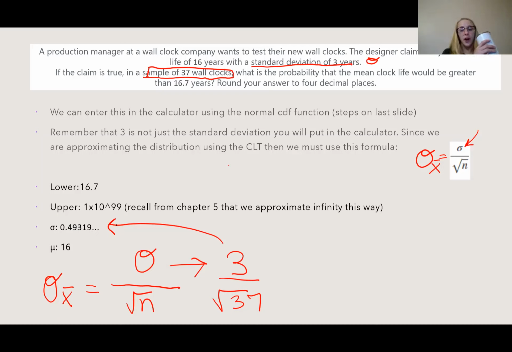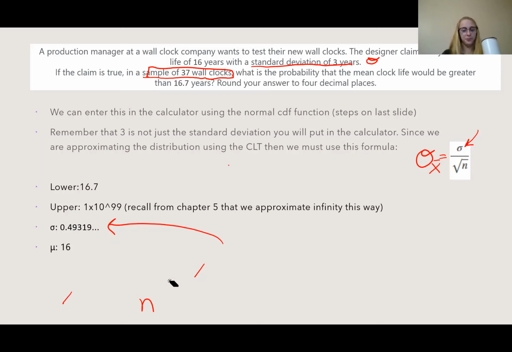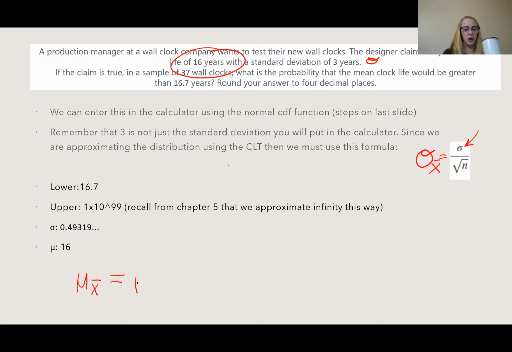All right, so the final thing that we have to enter is our mean. In this case, our mean is 16 because that's told to us directly in the problem, right here: the mean is 16 years. And remember, the mean of the sample and the mean of the population are the same, so we don't have to do any calculations like we did up here for the standard deviation.